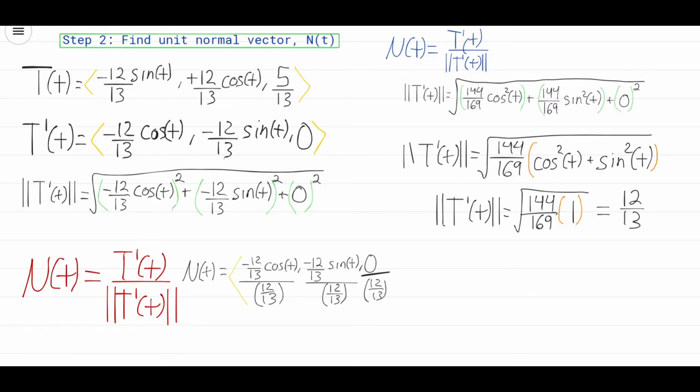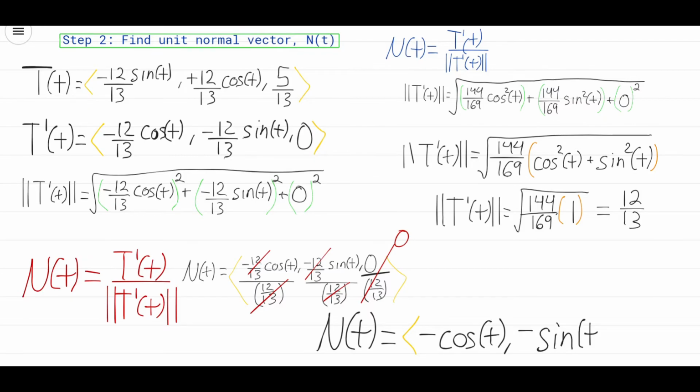So now we're just going to go ahead and simplify this. So let's try to cancel out as much as we can. We know the 12 over 13 will cancel out in the first two terms, and the last term goes to 0. So when we simplify this, what are we left with as our unit normal vector? We're left with negative cosine of t, comma, negative sine of t, comma, 0, and that's our unit normal vector. So now we can move on to step 3.